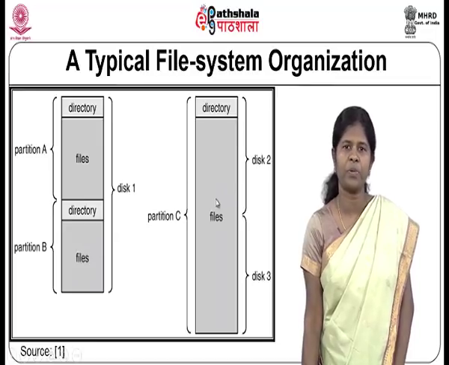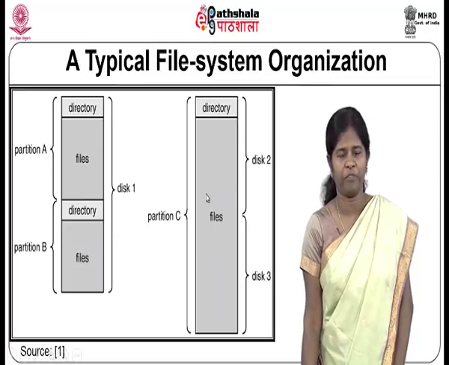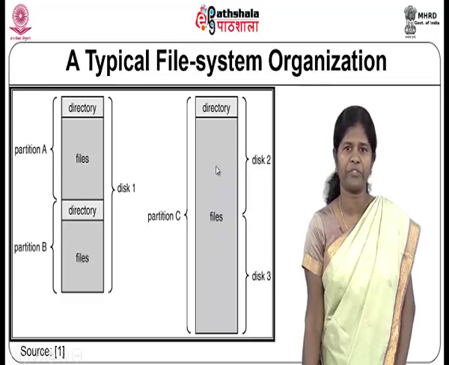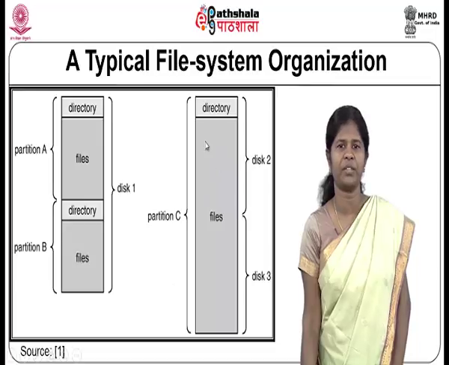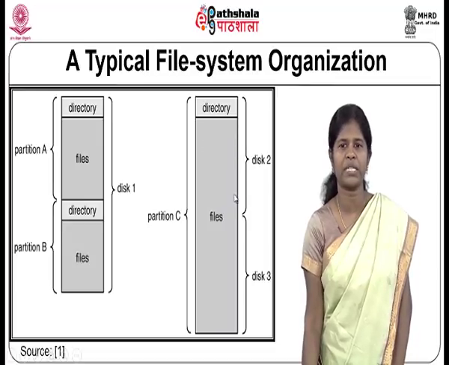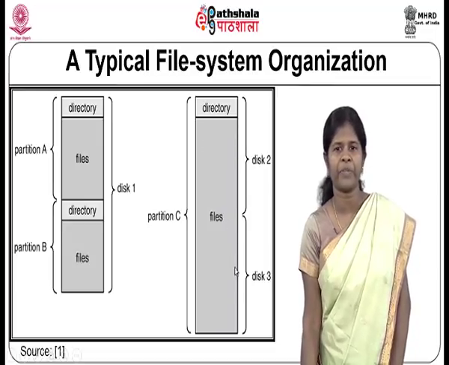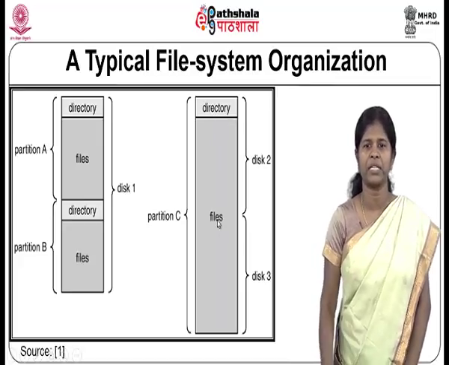It is also possible for one file system to span across two different disks or multiple disks. Here you can see that there is a partition that spans two disks, disk 2 and disk 3, and there is a directory that gives details about the files placed in this partition.